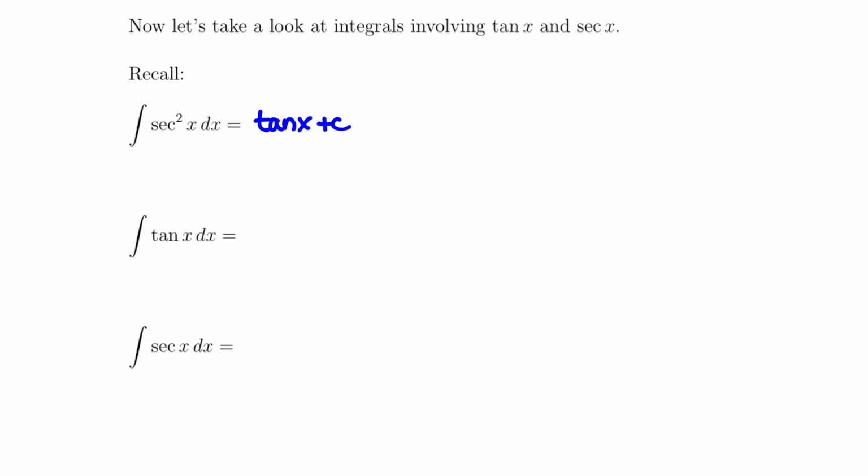Who else have I not? William, I haven't heard from you. Give me the antiderivative of tangent. The antiderivative of tangent is negative natural log of cosine. Thank you, absolute value of cosine. Absolutely. You got it. Wonderful.